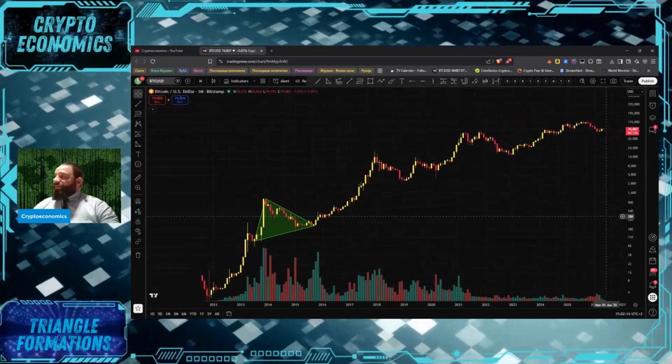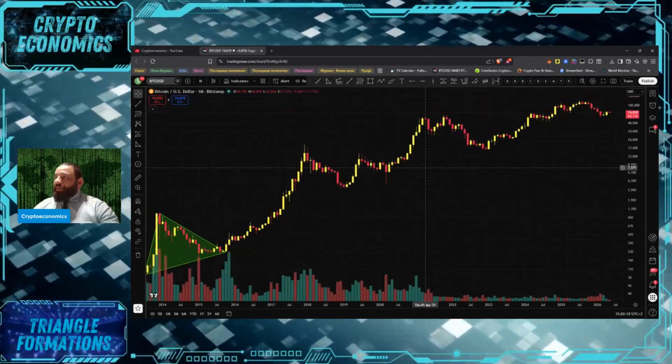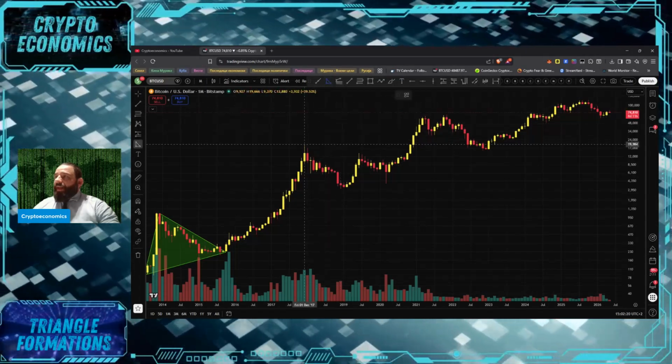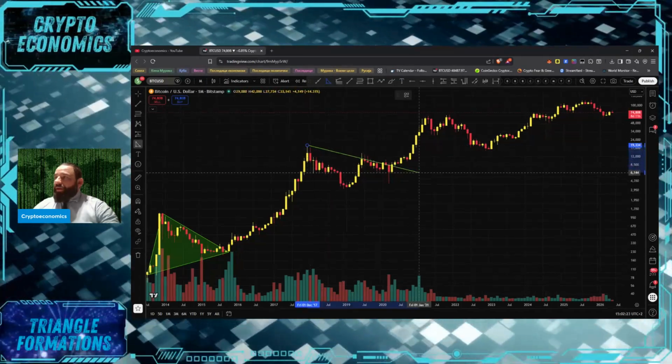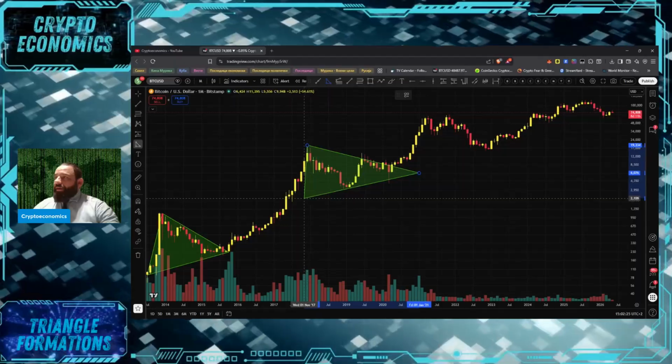We have several of those formations that we want to show you. There is another very large formation here that we can also show you.